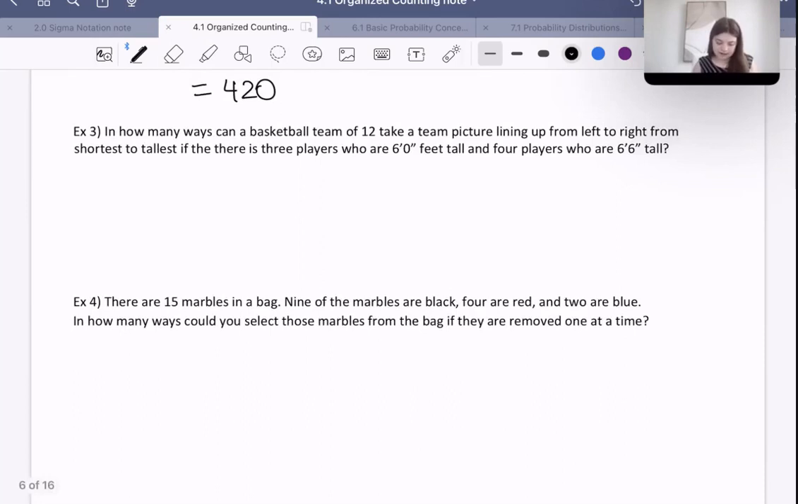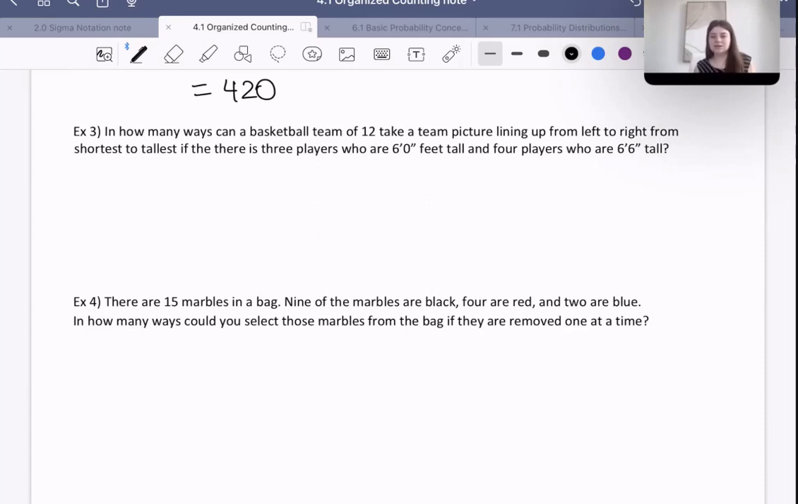All right, example 3 says, in how many ways can a basketball team of 12 take a team photo? Picture lining up from left to right, from shortest to tallest. If there are 3 players who are 6 feet tall and 4 players who are 6'6" tall. Okay, so let's think about that. In this case, even though these people are not the same, they are the same height.